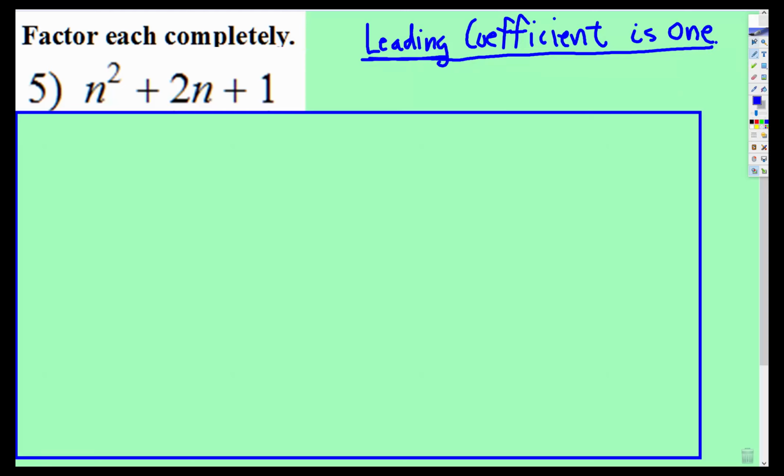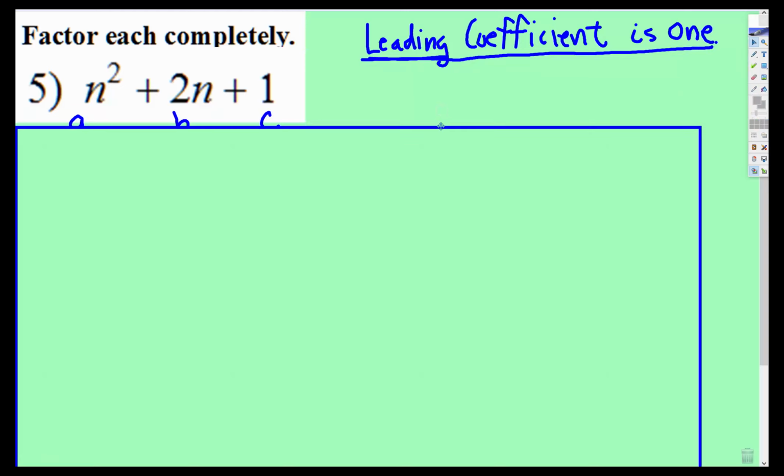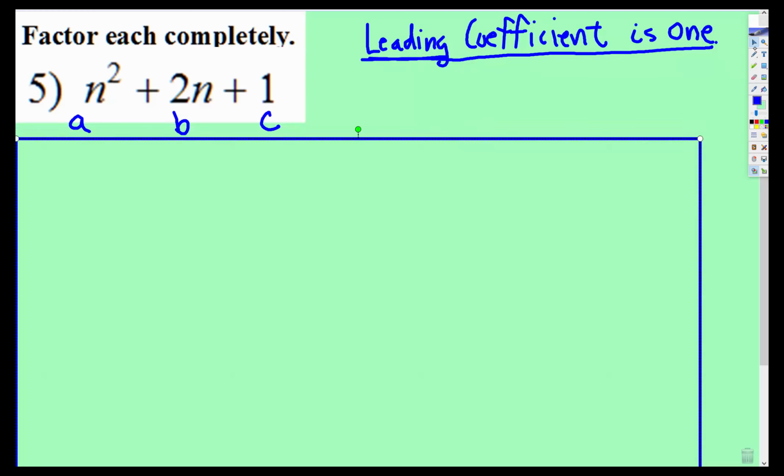Remember, coefficients are the integers. Sometimes they're not integers, but most of the time you're going to see them as integers that are attached to the variable. So in this case, look at that invisible 1 that's attached to the n squared, and that's the a value. B is the 2 that's attached to the n by itself, the n to the first, and then c represents the constant.